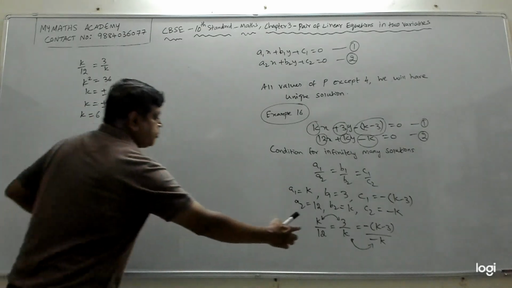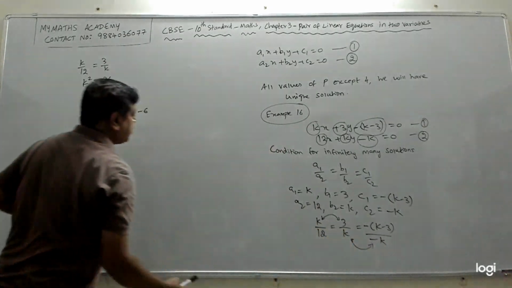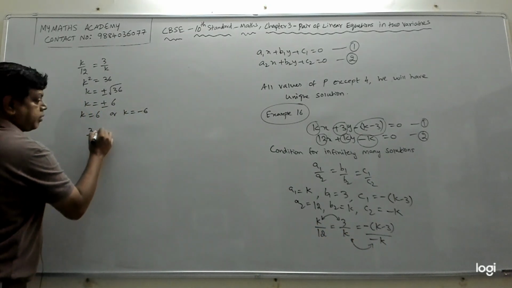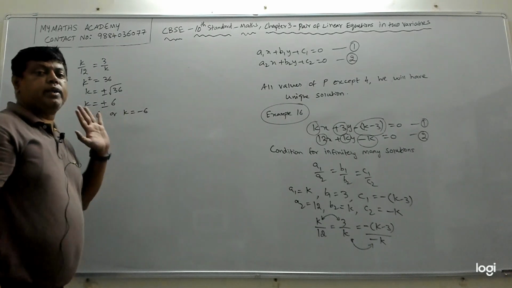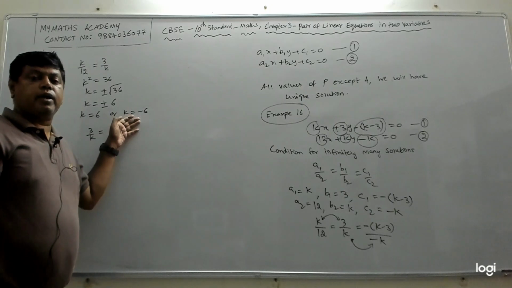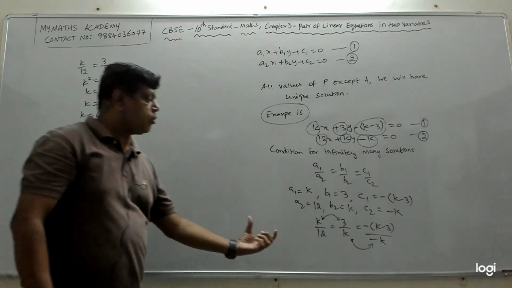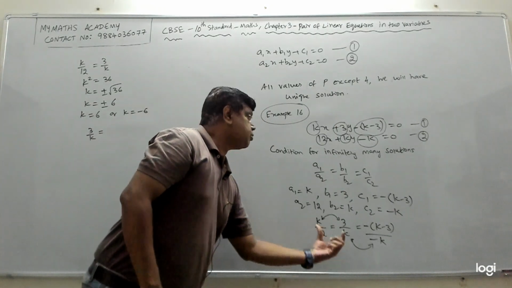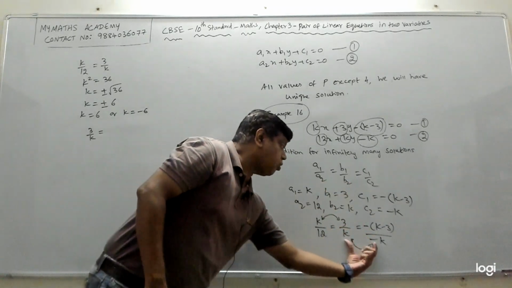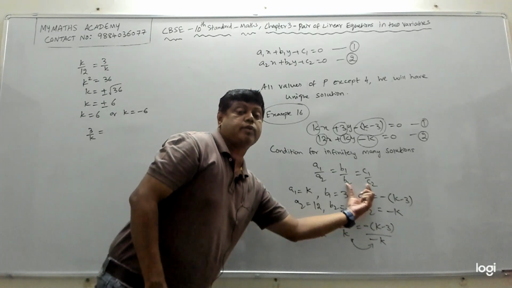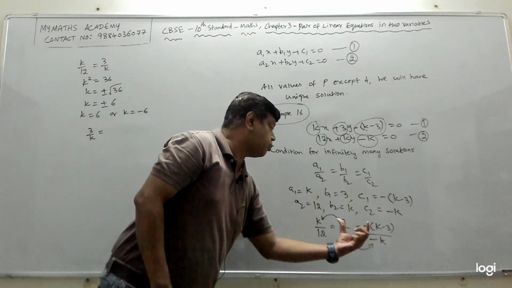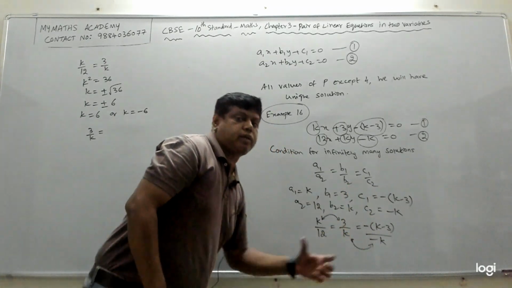Because that K should satisfy all these three conditions. So we'll take these two and equate them. What is that? 3 by K equal to... So don't stop here and say, okay, I found the value of K, K is 6 or minus 6. The problem doesn't end here, because you have verified only these two conditions. You need to verify this also, because this condition must also be satisfied for the given set of equations to have infinitely many solutions. So we need to take these two and check.